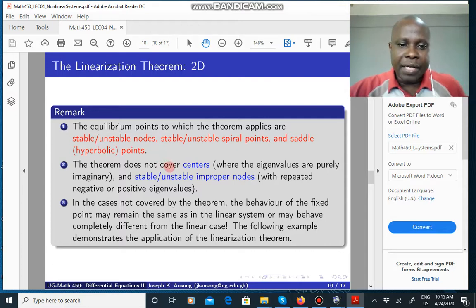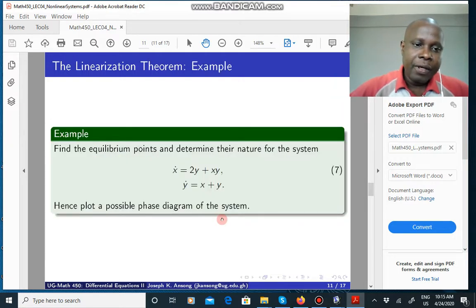The theorem does not include cases where you have purely imaginary eigenvalues like centers, or improper nodes where you have repeated eigenvalues. Okay? So in these two cases, we can't really say much about the behavior of the nonlinear system around the equilibrium point. And so this is where, when we get into Lyapunov functions, you could use Lyapunov functions to help you analyze these ones. Okay? So here's an example.